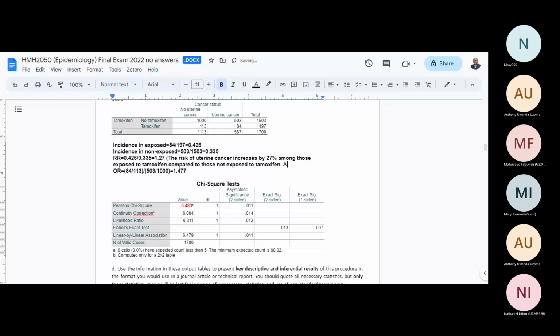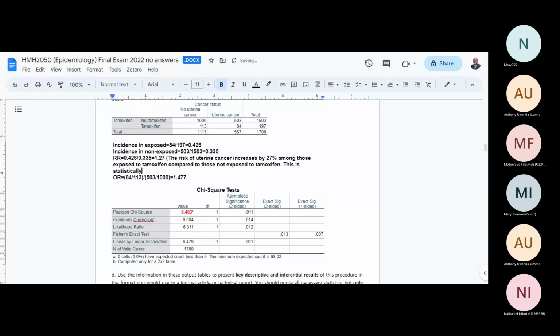Okay, then this is statistically significant, in brackets, p value is less than 0.05. So this is statistically significant. The p-value is less than 0.05. I think this is what I can say without this table.